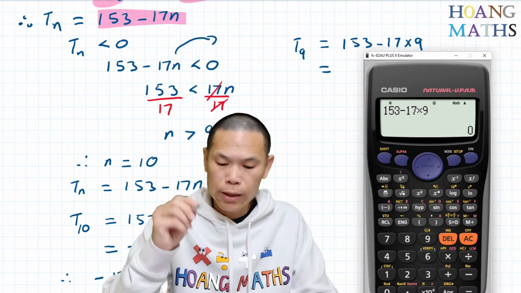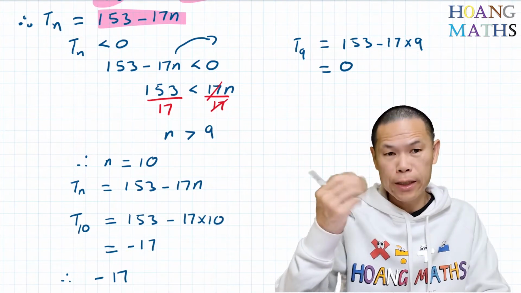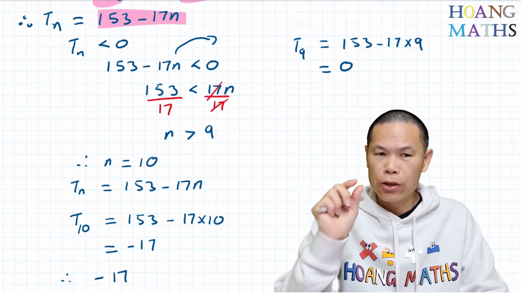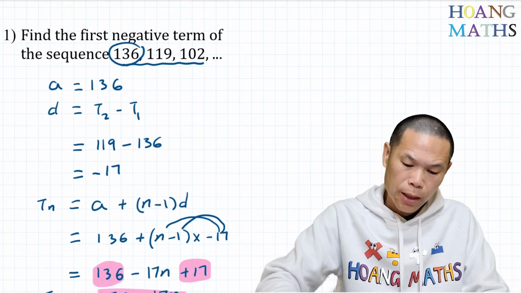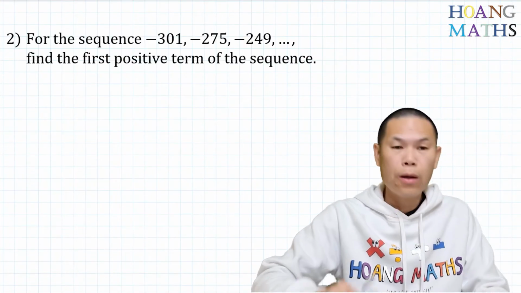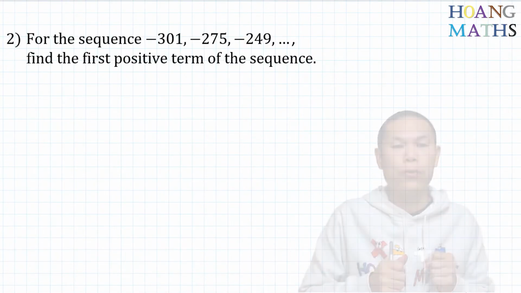So there you go, it's 0. So term 9 is equal to 0. So term 10 is negative 17. So the first term that is negative for this sequence is negative 17. Please pause the video and try this question yourself.